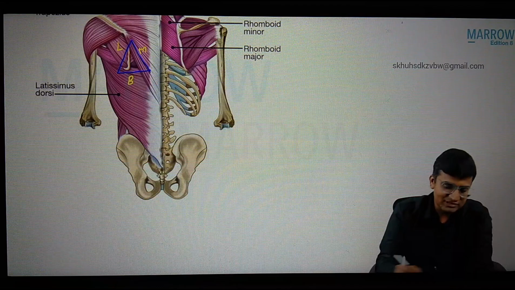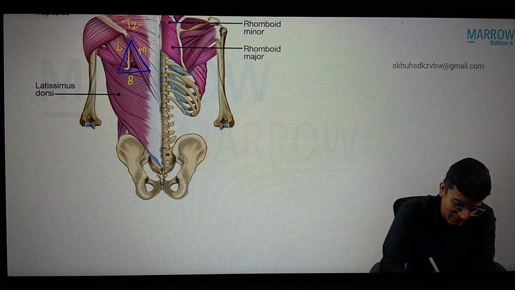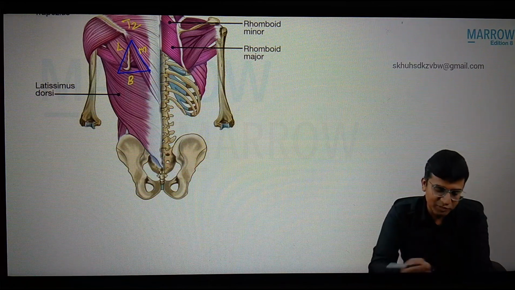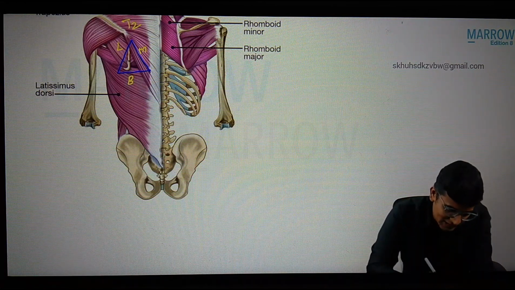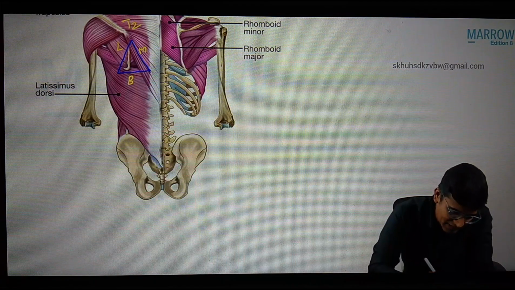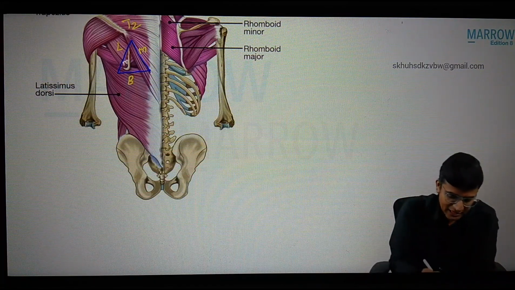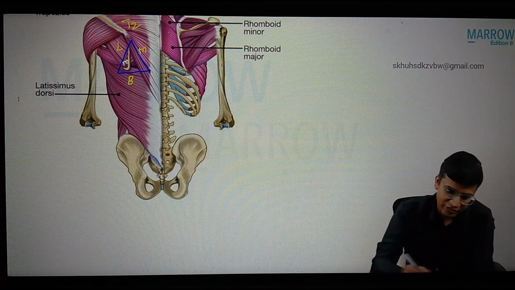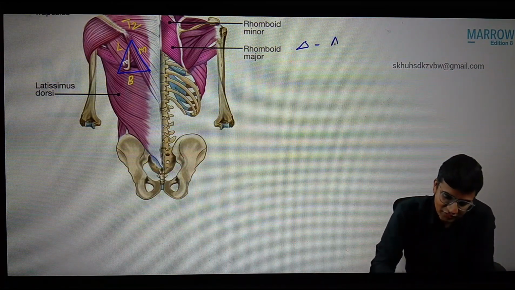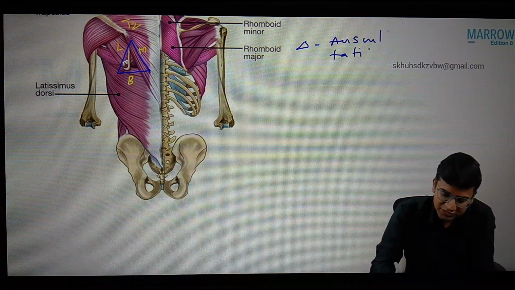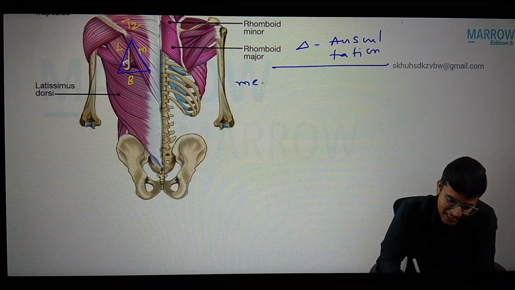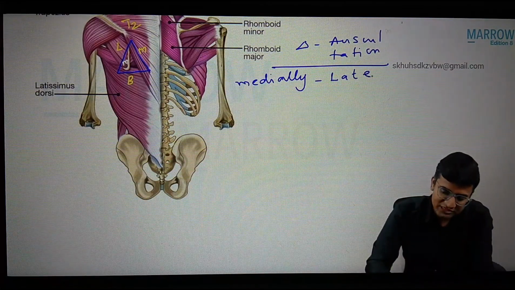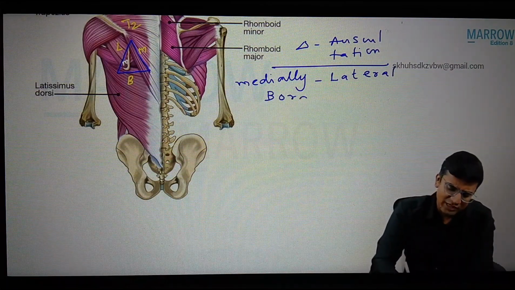Medial side, what muscle do we have? Trapezius muscle. Laterally, you are seeing this bone. Which bone? Scapula. Which border? This is the medial border. I'm writing M here, the medial border of the scapula. And in the base, we have latissimus dorsi muscle. Now we're going to write the boundaries. So this triangle is called the triangle of auscultation. Medially, we have which border of the muscle? Lateral border of trapezius.